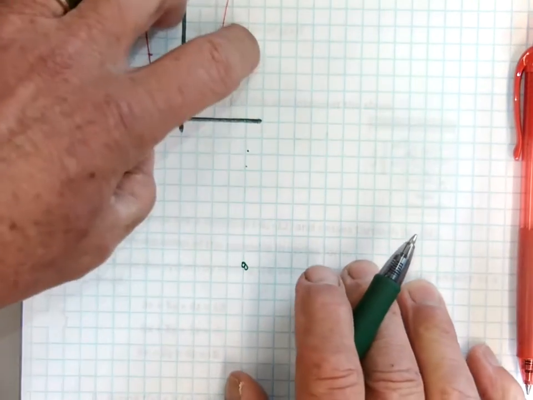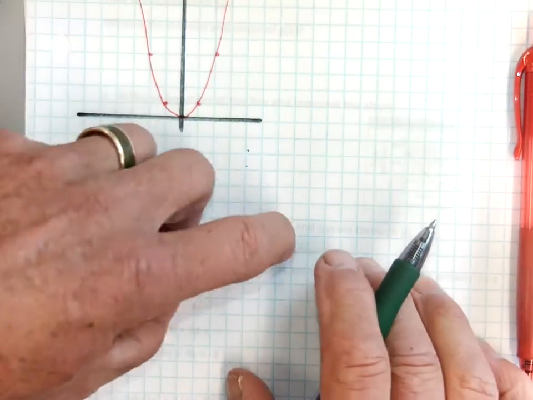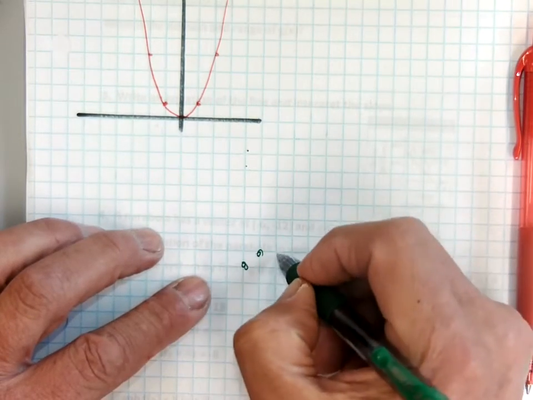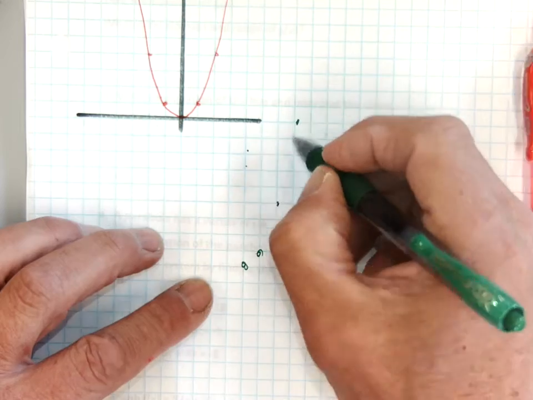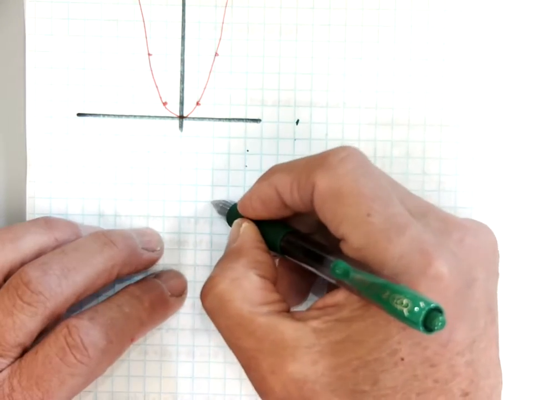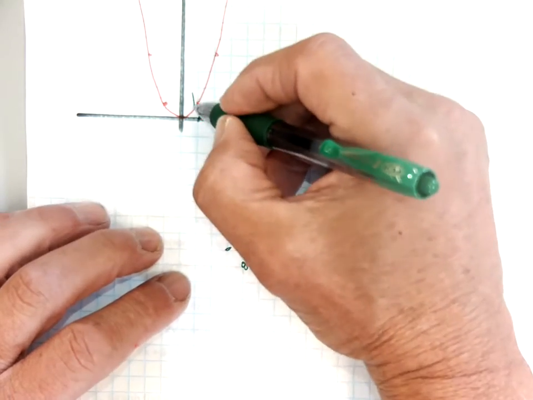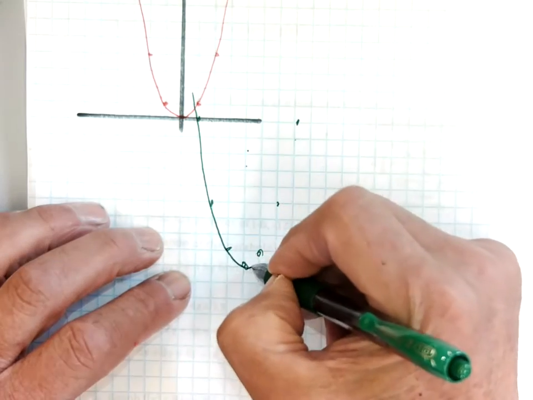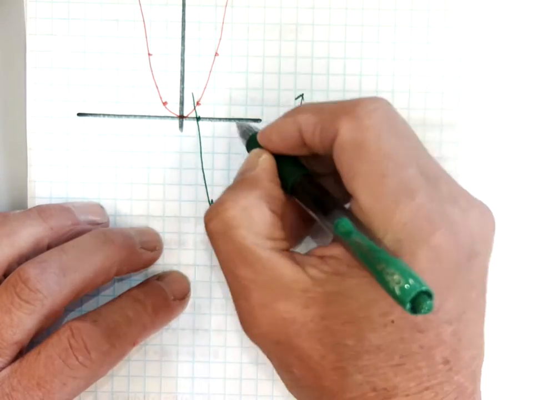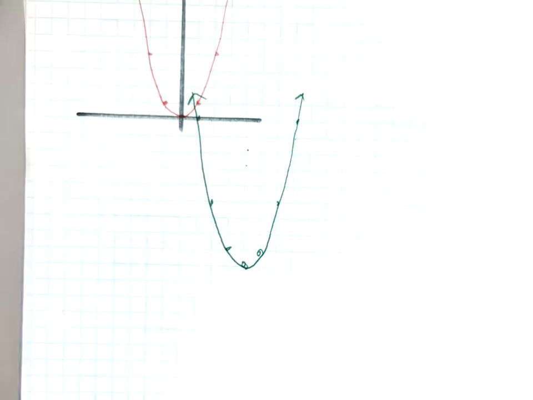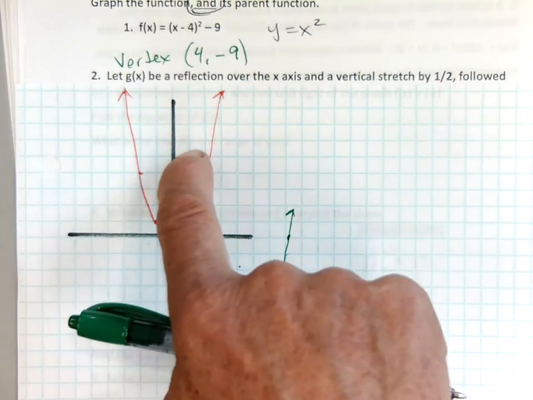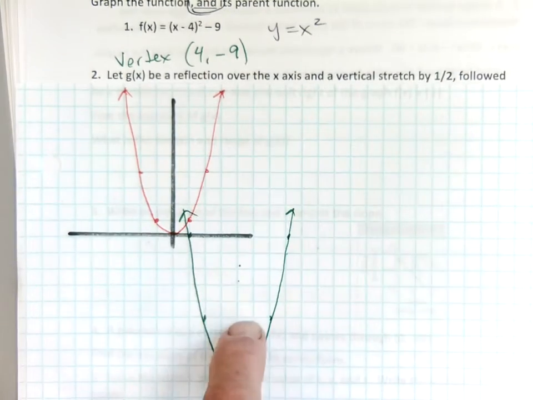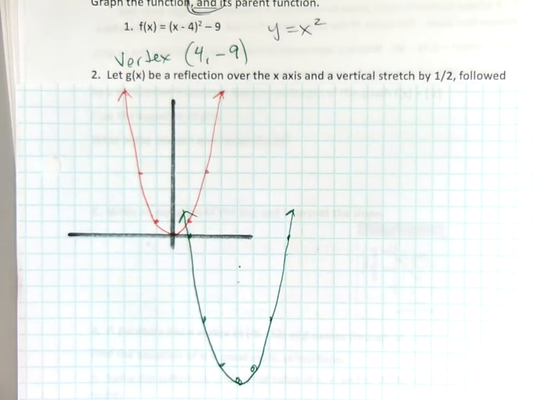And I'm going to redraw my parent function here. 1, 1, 2, 4, 5, 6, 7, 8, 9. That's it for number one. I have my parent function, both of them, and I moved it to 4, negative 9.